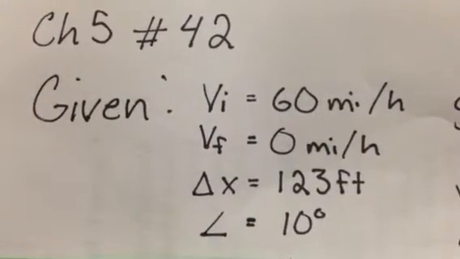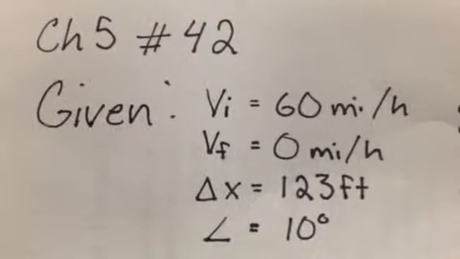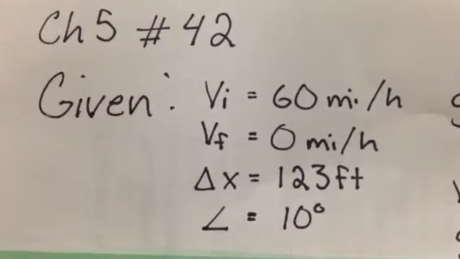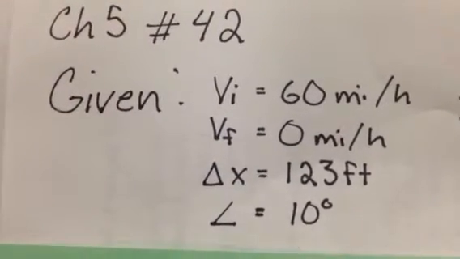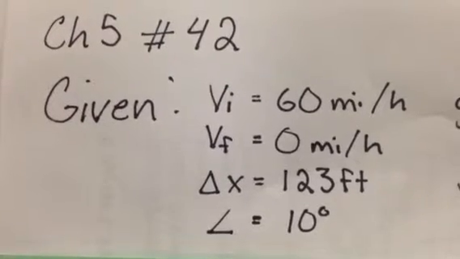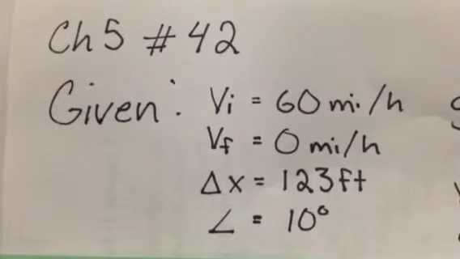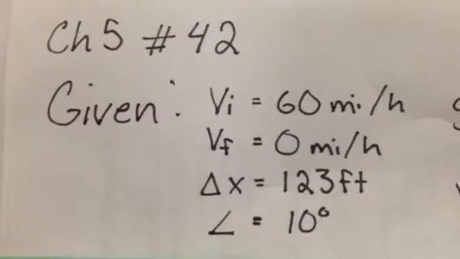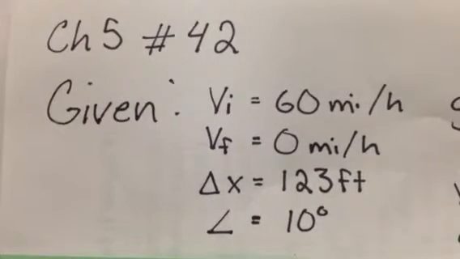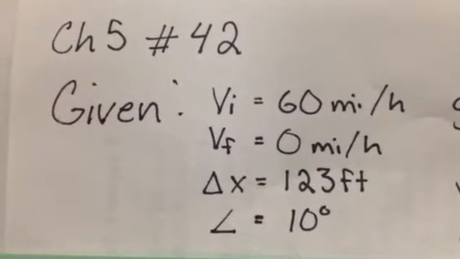We're going to start off by listing the givens. First, we know V initial is 60 miles per hour. We know that V final is 0 miles per hour since it comes to a full stop. We know that the distance to come to a full stop is 123 feet, which is x, and that the angle is 10 degrees.